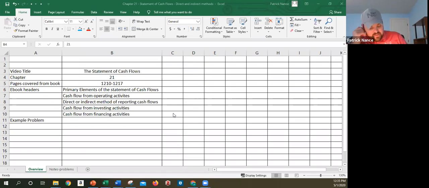And then we have our cash flows from financing activities, where we report basically the equity section of our balance sheet. So any common shares that we sold, that would be cash inflow. If we retired any bonds, that would be cash outflow. And if we paid any cash dividends, that would be a cash outflow. So again, a negative number.